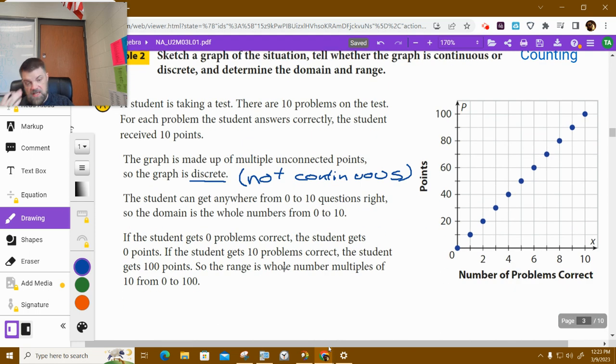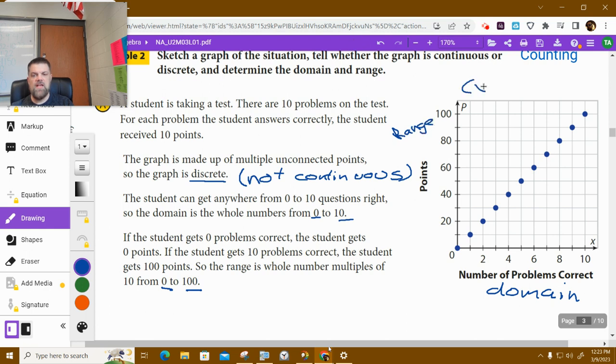The student can get anywhere from 0 to 10 questions right. So the domain is whole numbers from 0 to 10. That's the x value. So remember, this is the domain down here. The x values, the possible x's. Now, if a student gets 0 problems correct, then the student gets 0 points. But if the student gets 10 problems correct, then the student gets 100 points. So the range is from 0 to 100. The range is the y values. So this is the range.